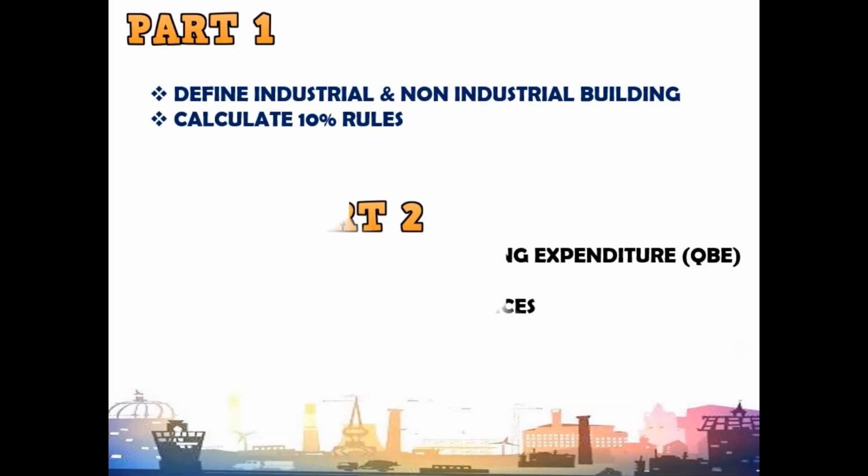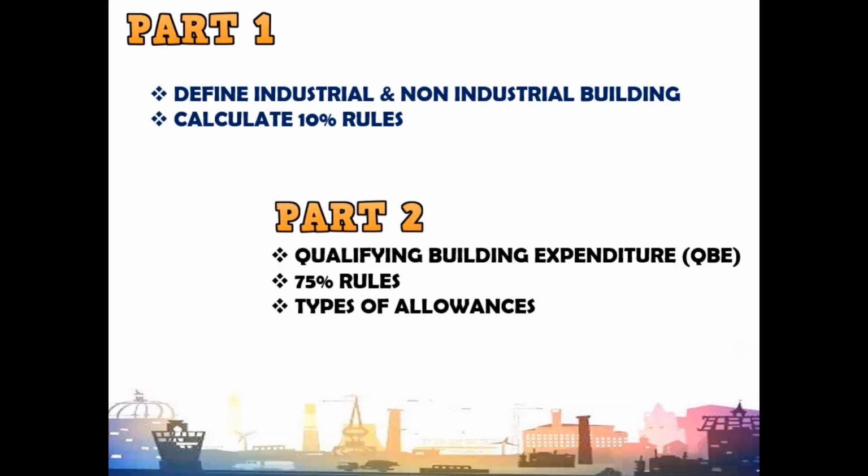Okay class, let's go to part 2 of industrial building allowance. Hello students, in part 1, you already understood how to define industrial and non-industrial buildings. You also have mastered how to calculate the 10% rule. So in part 2, we are going to look at what is qualifying building expenditure, QBE, what is the 75% rule, and the types of allowance. So let's start.